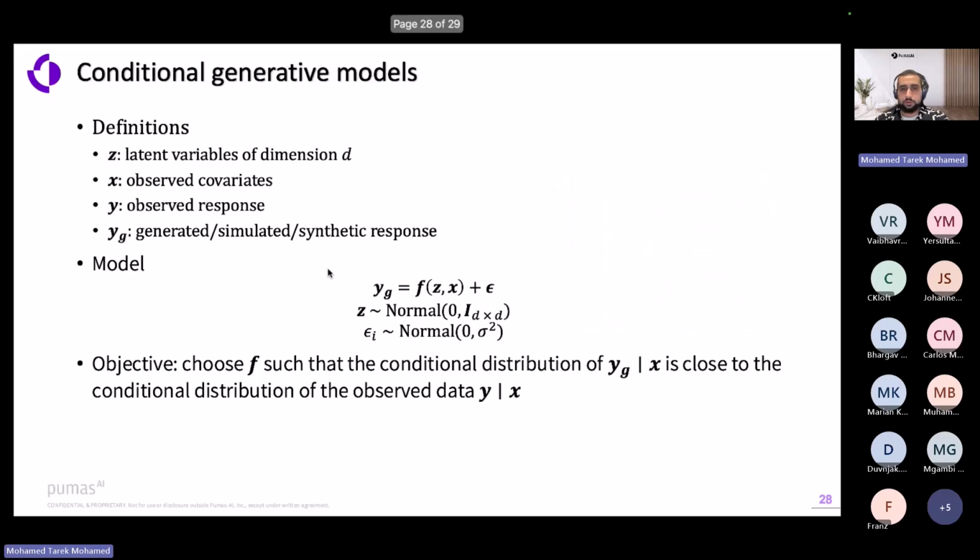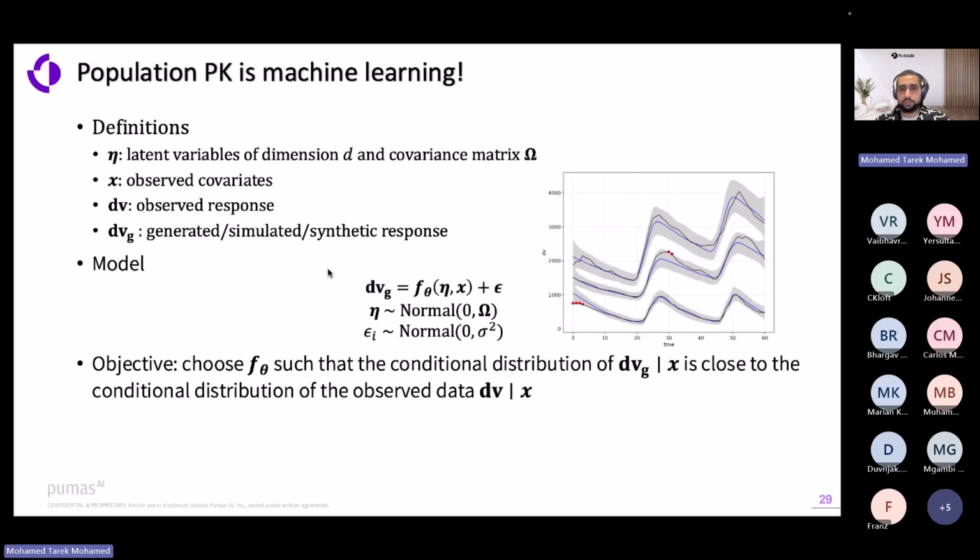Now, this should all look very familiar because I did just one simple change, which is to replace z by eta for the latent variable, and replace the distribution from being standard Gaussian to being a distribution with mean 0 and covariance matrix omega. And then epsilon stays the same. It has sigma squared variance. And then f of theta here is our PK model, for example, that goes from the random effects and the covariates and then simulates or predicts the concentration of drug at specific time points.